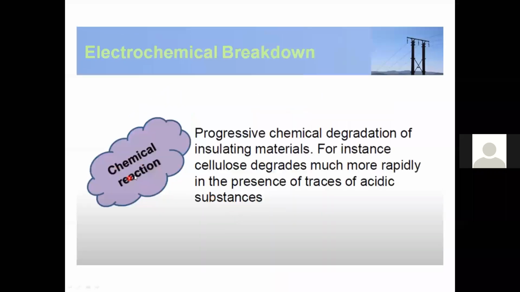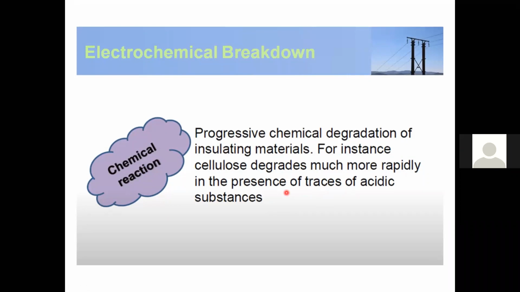Finally, chemical reaction, chemical breakdown. That means the solid type dielectric material reacts with acids. Because of acids, we observe this type of breakdown. The progressive chemical degradation of insulating materials, for instance, cellulose degrades much more rapidly in the presence of traces of acid substances.